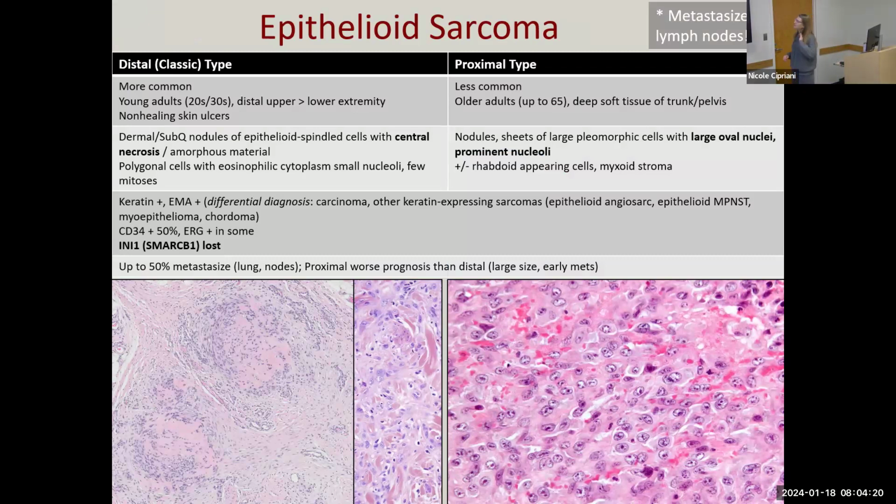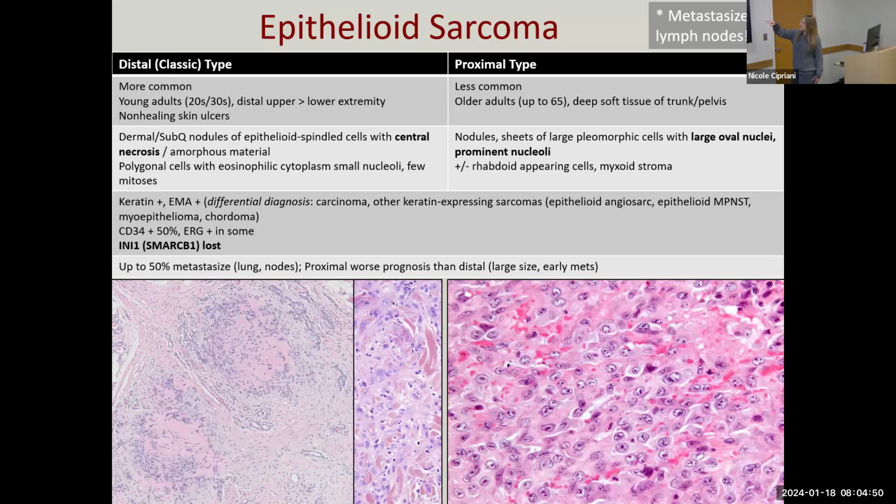So even though epithelioid is a descriptor, right, in this case, it's the actual name of the tumor. So there is the distal type and the proximal type, both of which have similar immunoprofiles and genetics, but have different clinical presentations and slightly different morphologies. So the distal type is literally like on the distal extremities, fingers, toes, hands, etc. The proximal type is in the deep soft tissue of usually the trunk or the pelvis.